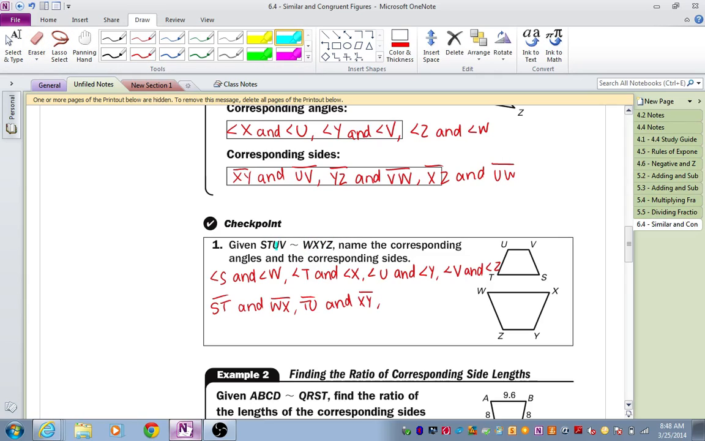We have UV and YZ. And finally we have SV and WZ.